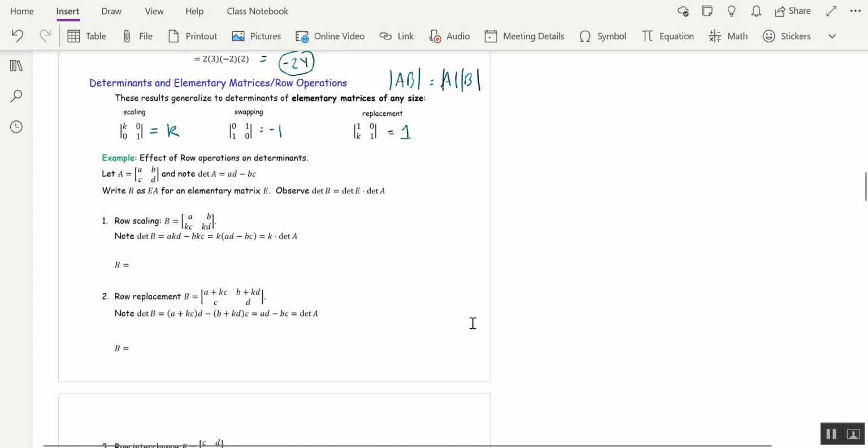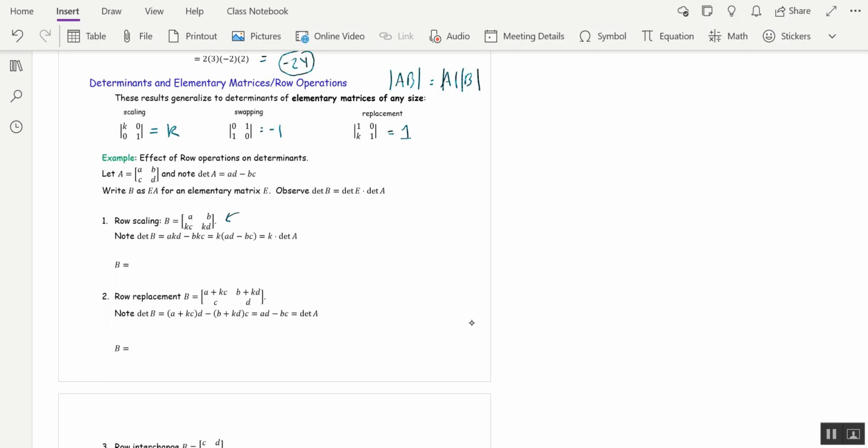Okay, now I'm going to take a generic 2 by 2 matrix A, and note its determinant is AD minus BC, and I'm going to scale row 2 of A by K, and I get this matrix B. Let's write B as the product of an elementary matrix times A. And note, I already took the determinant of B. It's K times the determinant of A.